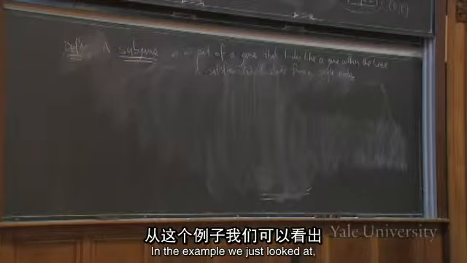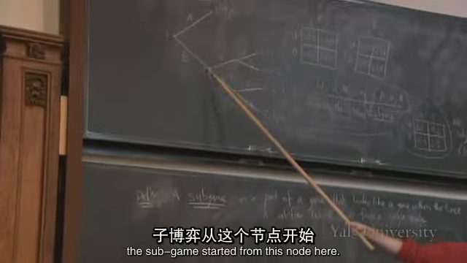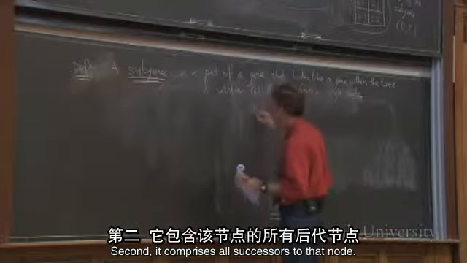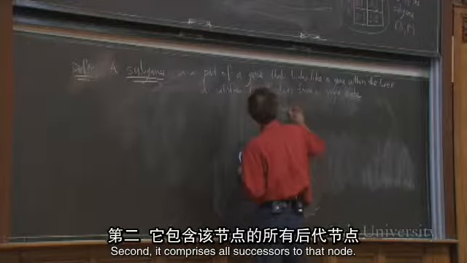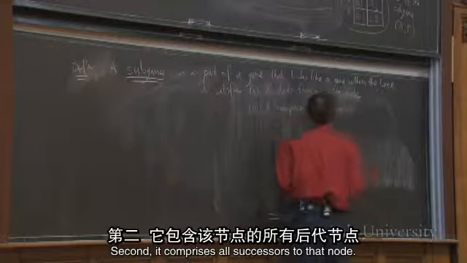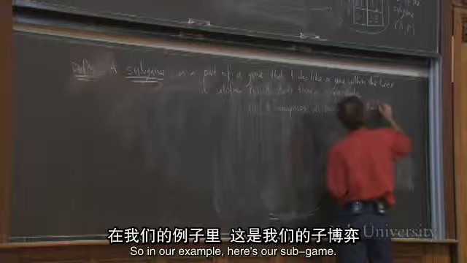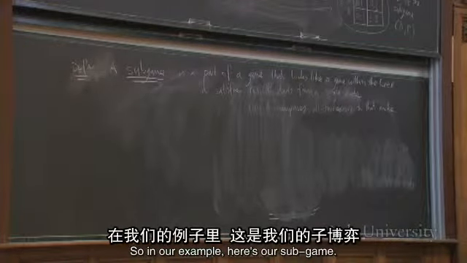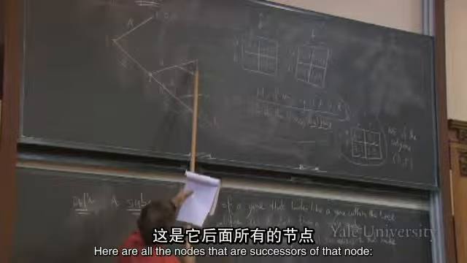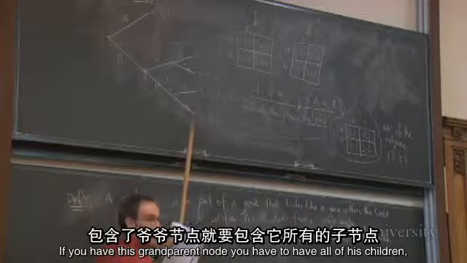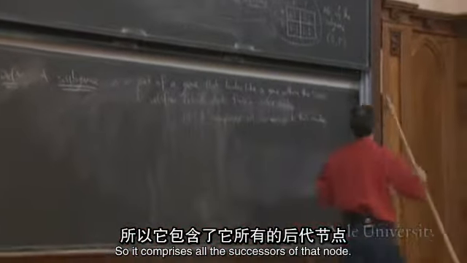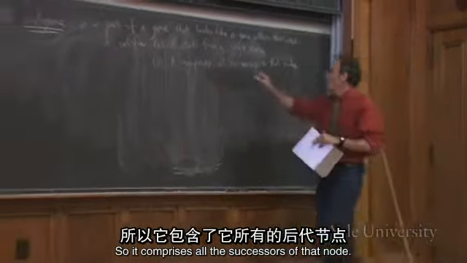And let's just look at the example. In the example we just looked at, the subgame started from this node here. Second, it comprises all successors to that node. So in our example, here's our green subgame. Here's the node it starts from. Here are all the nodes that are successors of that node. These are the children, and these are the grandchildren. If you have this grandparent node, you have to have all of his children and all of his grandchildren. So it comprises all the successors of that node.